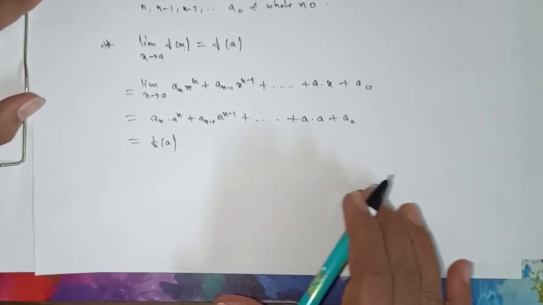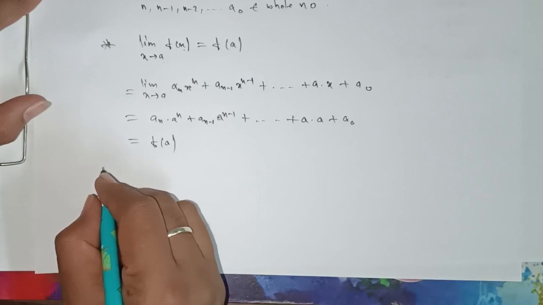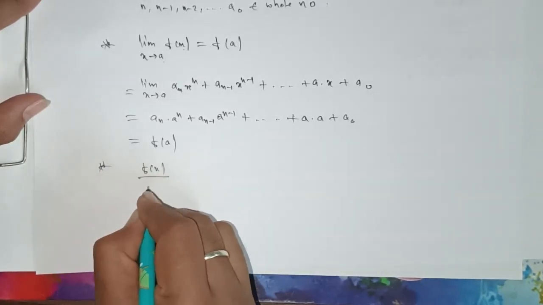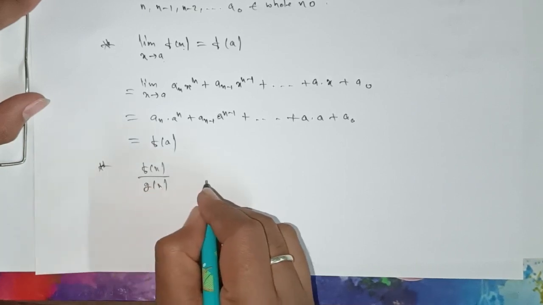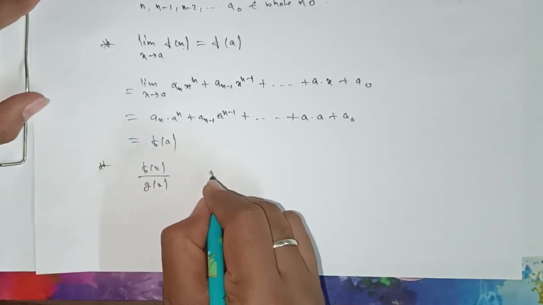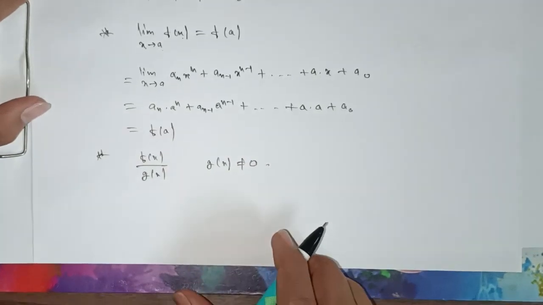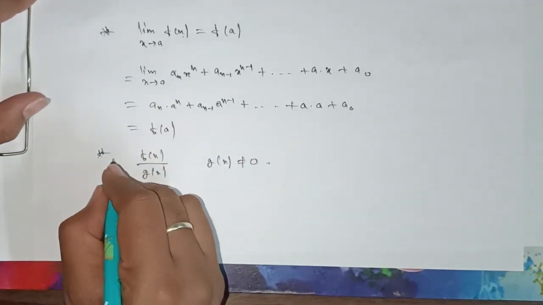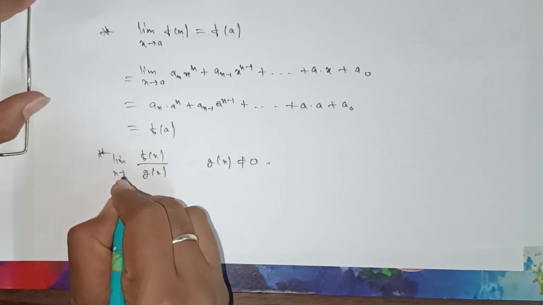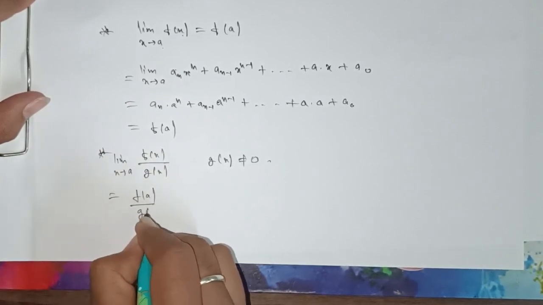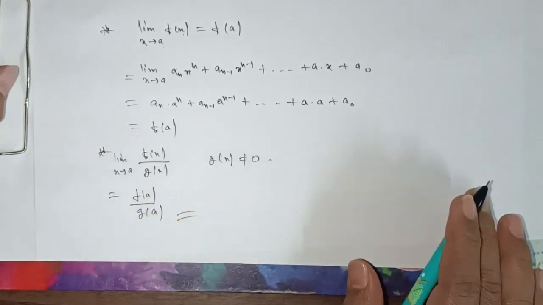Then for a rational function, what is the definition of a rational function? The function should look like f of x by g of x, where f of x and g of x are polynomial functions, and g of x should not be equal to 0. This is a rational function. If we apply the limit on it, this gives us the direct value f of a by g of a. That is a property of limit.